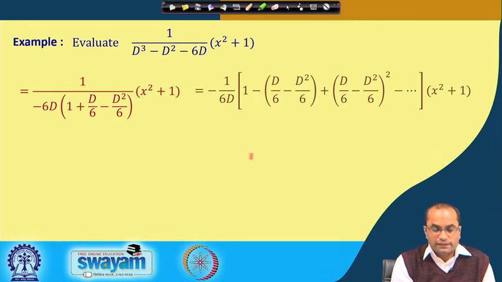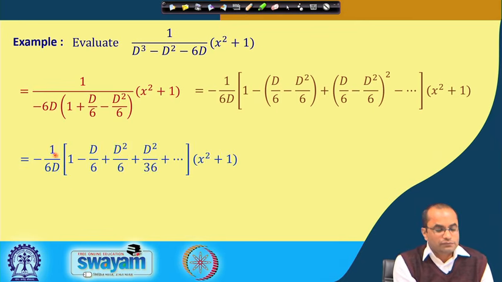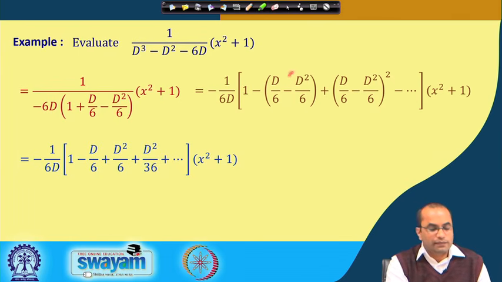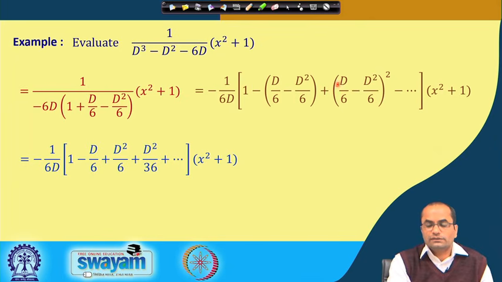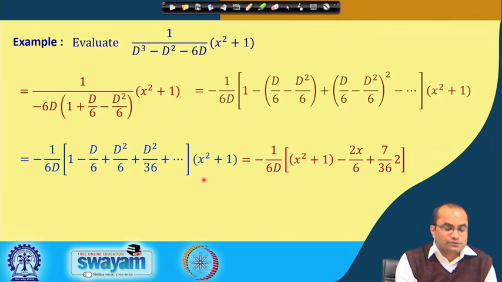Now we will collect only the D square term from here. So we have minus 1 over 6D times 1 minus D by 6 plus D square by 6, and from the square term we will also get one D square term, that is the square of D by 6, so D square by 36. All other terms of this square will be D cube and D 4, but they will make x square plus 1 zero, so we do not have to consider those terms.